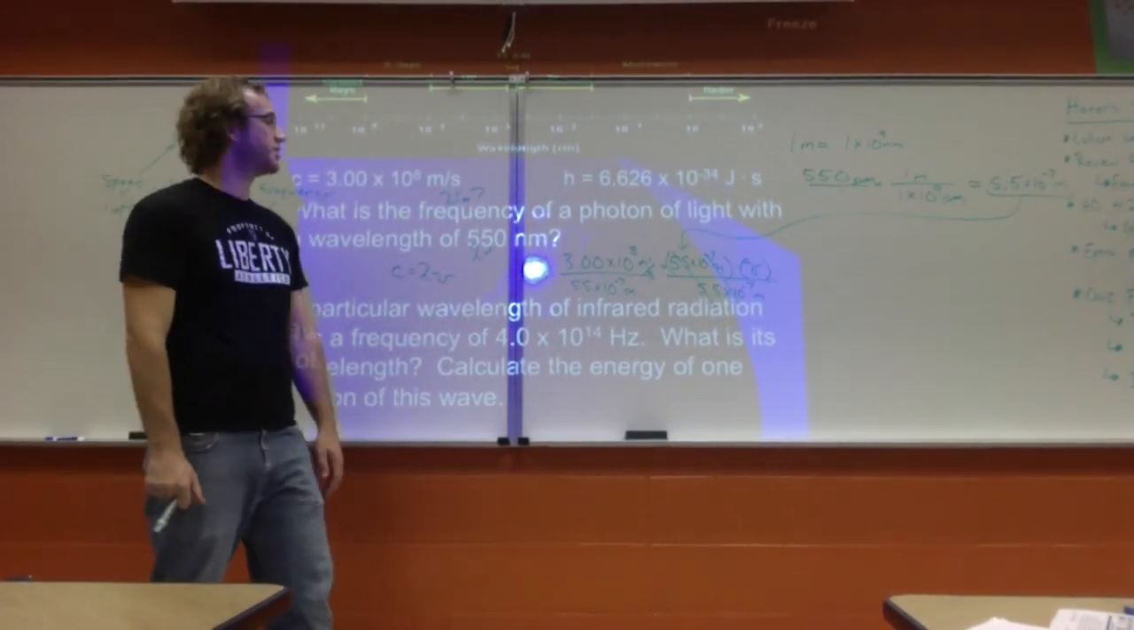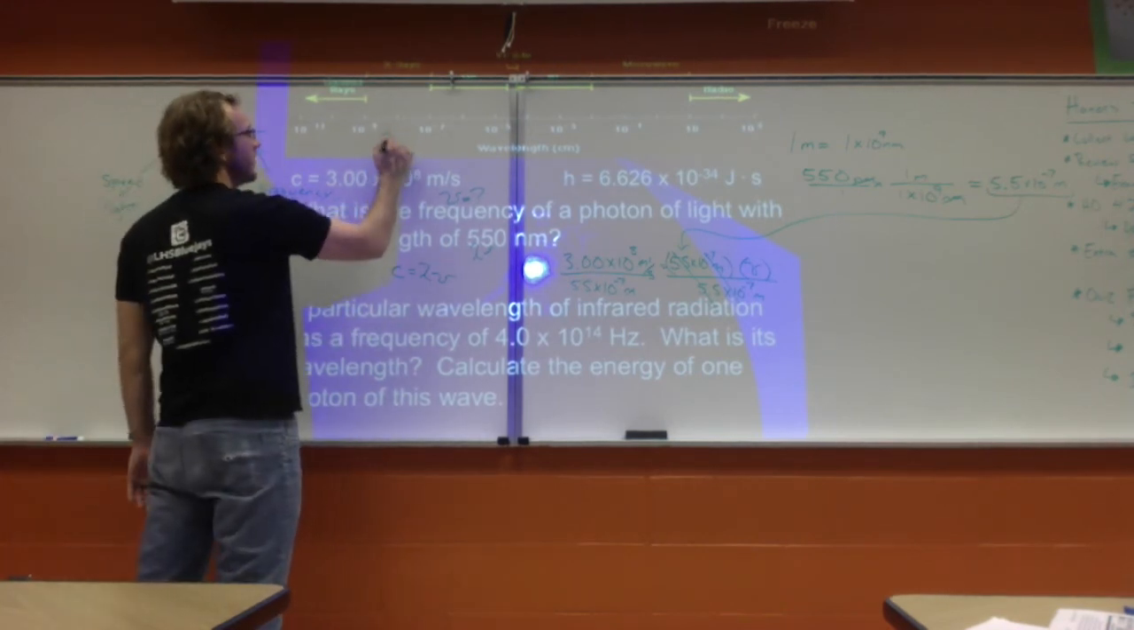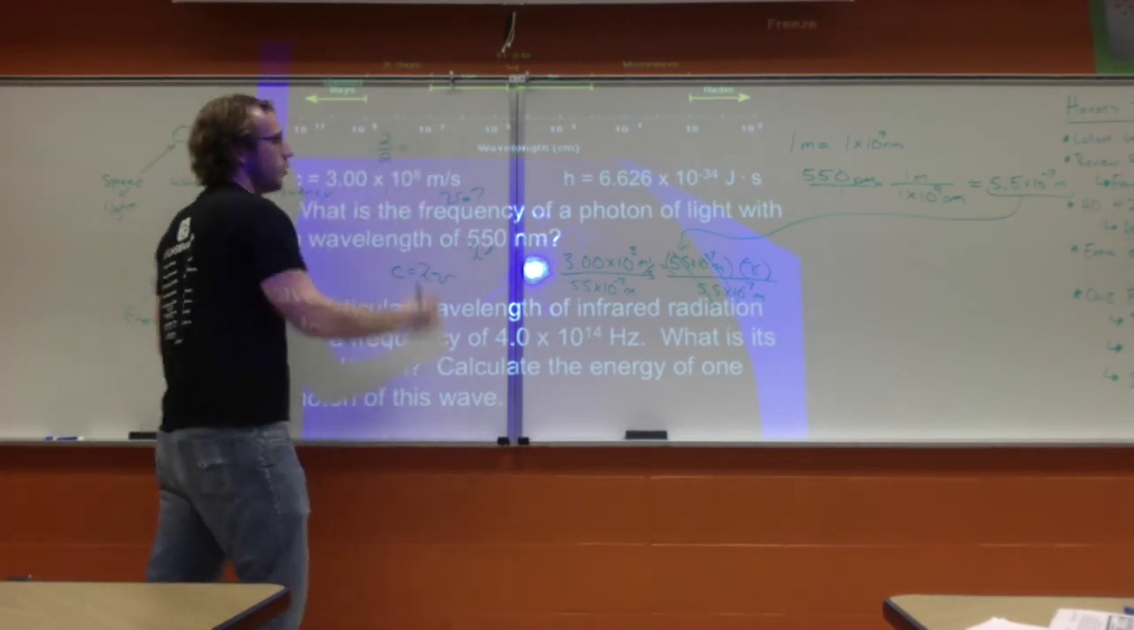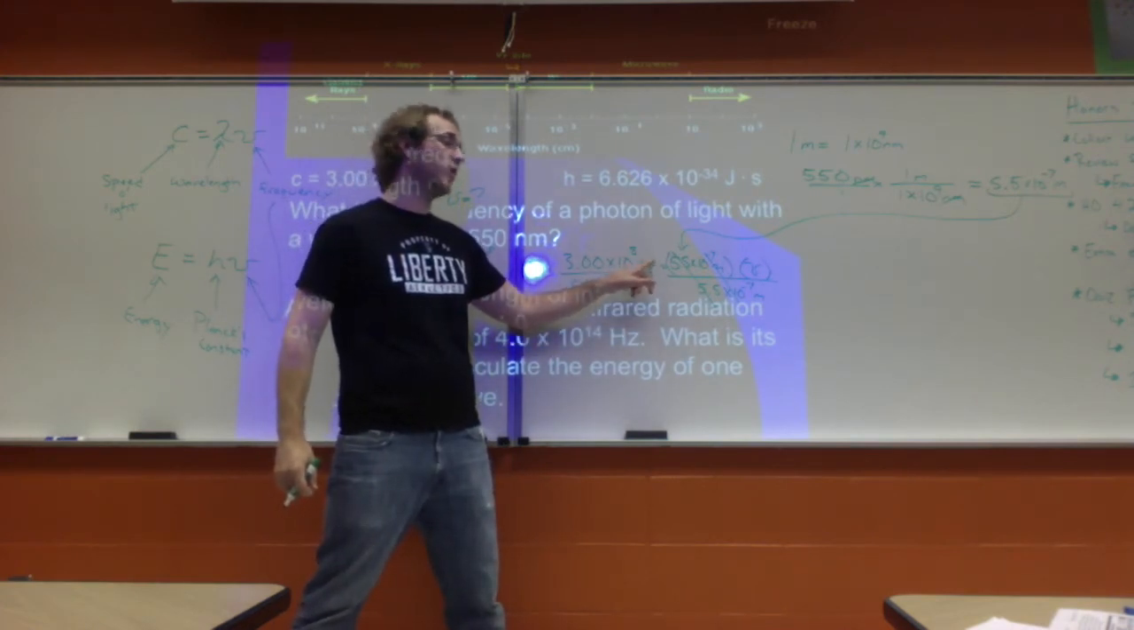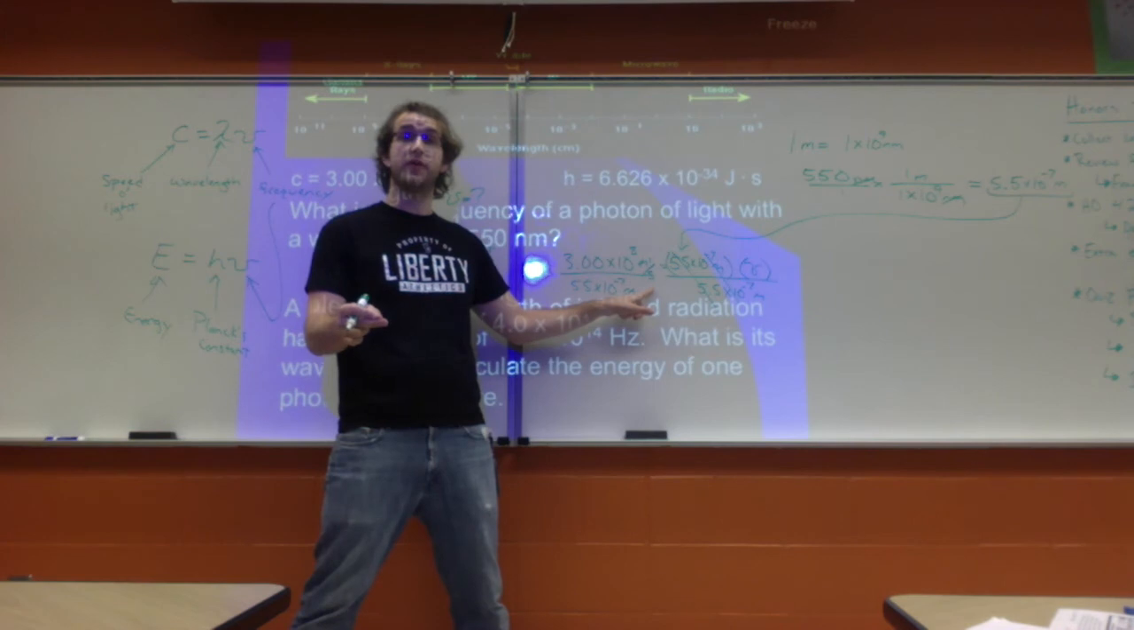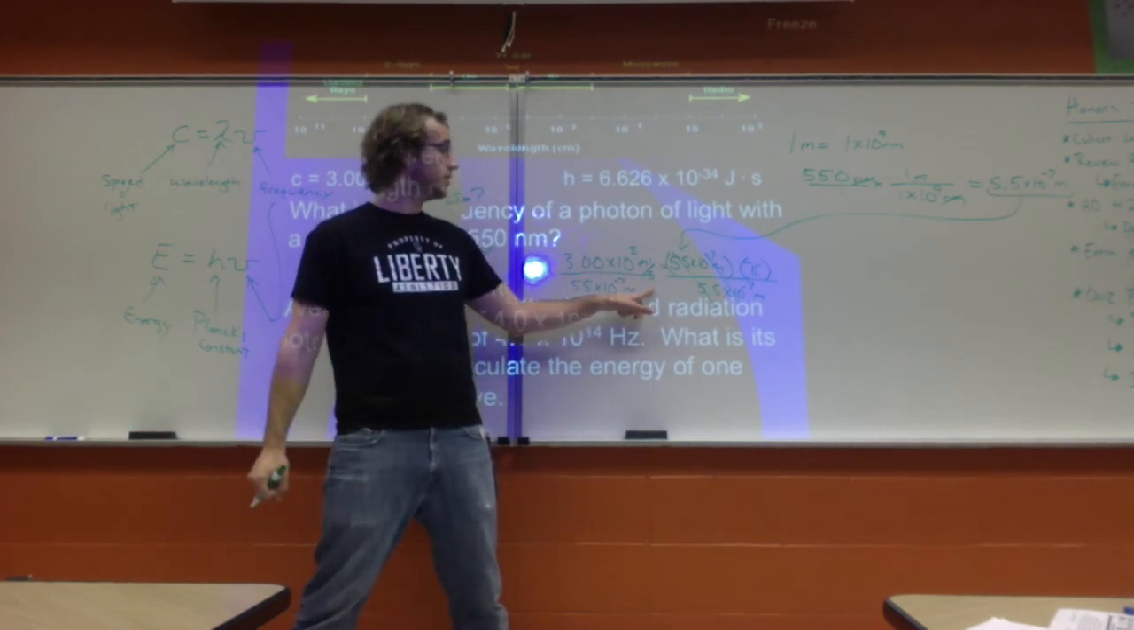Now, 1 per second. So think of it this way, guys. 2 divided by 2 is what? 1. When you divide something by itself, it turns into a 1. So this is still 1 per second. And that's good because that's the unit for frequency. That's what we're looking for.